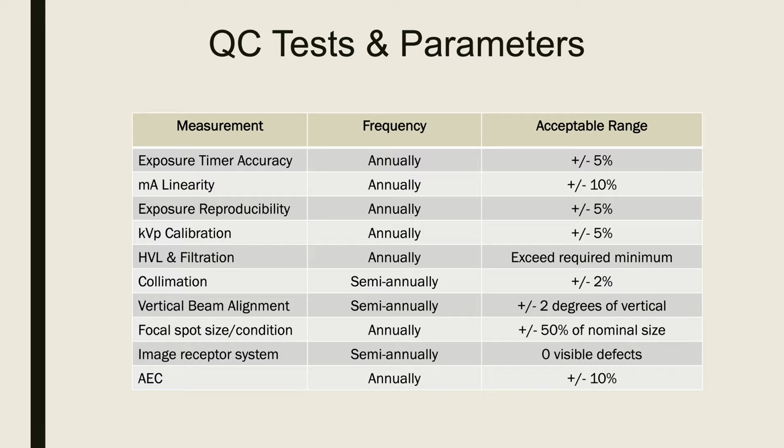This is the chart that's in your book, and I just put it on here. We're going to go through each one of these individually, but as you can see, most of these tests are done annually, with a few that are done twice a year. And then the acceptable range is the deviation from normal that's acceptable. So we'll go through each of these individually, but I just put it all on one chart in the PowerPoint.